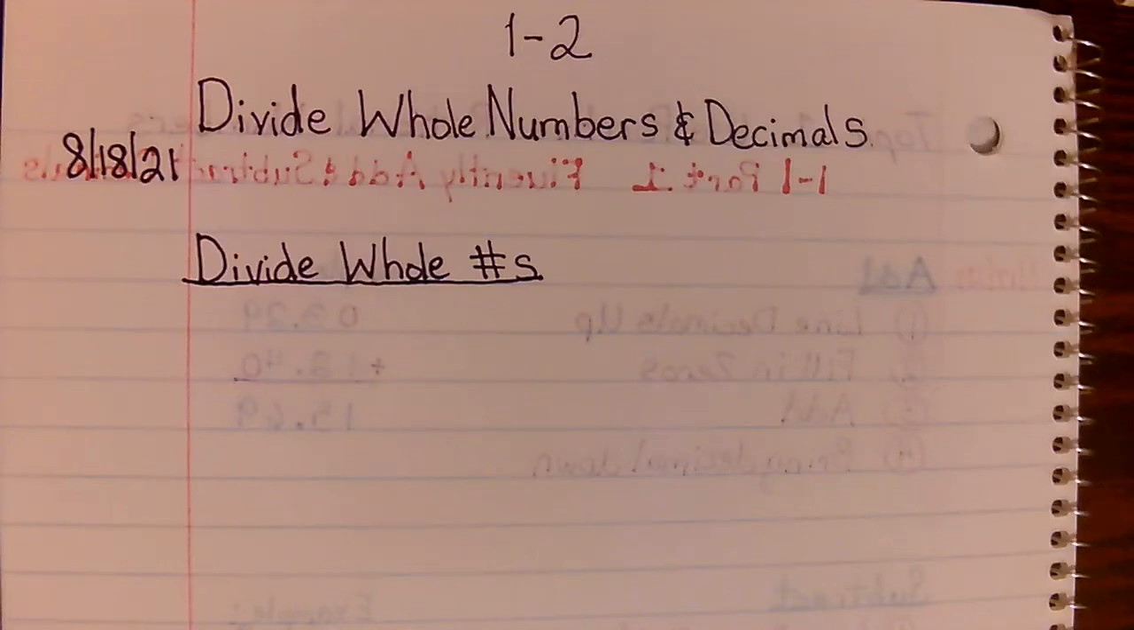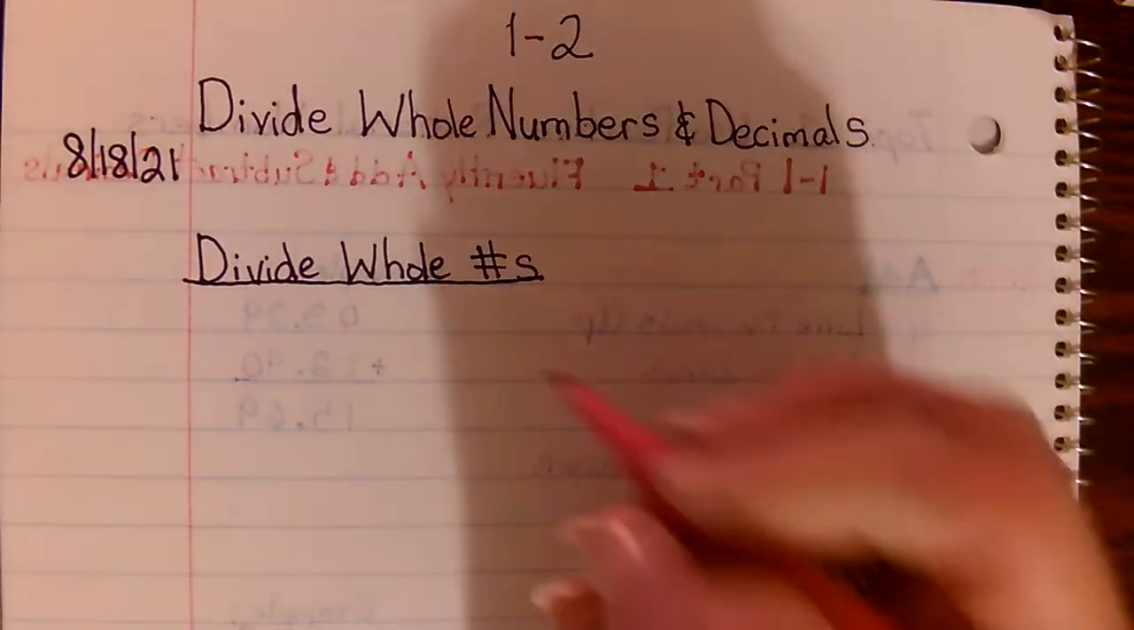Today, students, we are going to be studying 1-2, divide whole numbers and decimals. For some of you, these notes will be on August 18th, and for others, it will begin on August 19th. Let's start by showing how to divide whole numbers. In this case, when we divide, we're going to end up with a remainder. So let's just take a look.